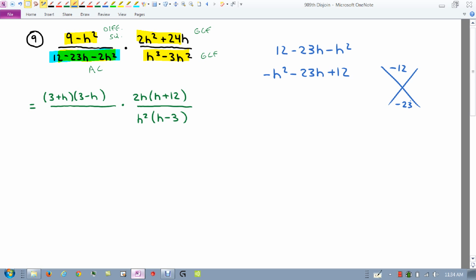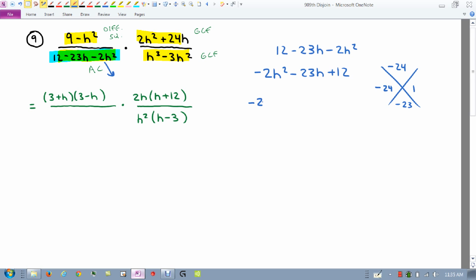Let me see. What am I missing? Oh, I see what I'm missing. Oops. This is a 2. That wasn't making sense. Minus 2h squared. I wrote it down here, 2, but I forgot to put it over here. So negative 2. That makes a huge difference because this is now negative 24. So what 2 numbers do that? How about negative 24 and positive 1?